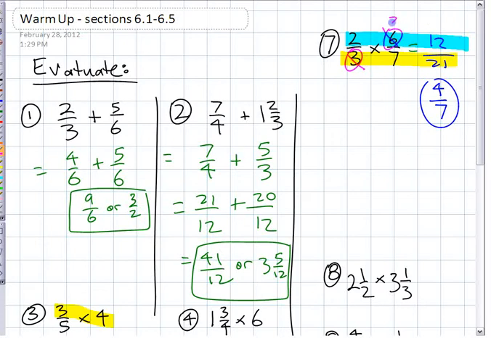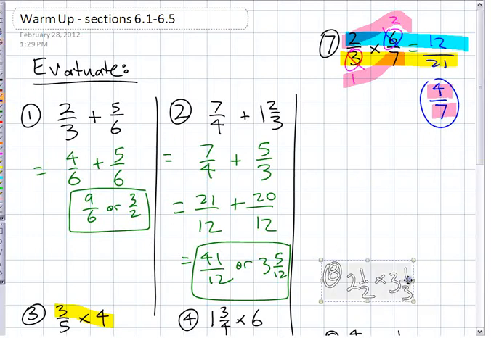If you divide this by 3, you get 2. If you divide this by 3, you get 1. Because then all you have to do is say 2 times 2 gives me the 4 right away, and 1 times 7 gives me the 7 right away. That's the answer, 4/7.